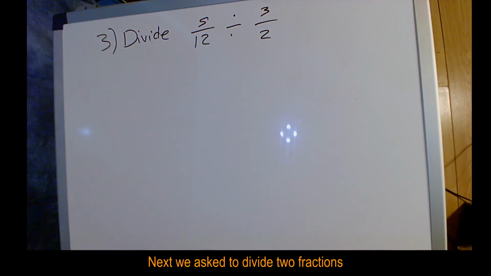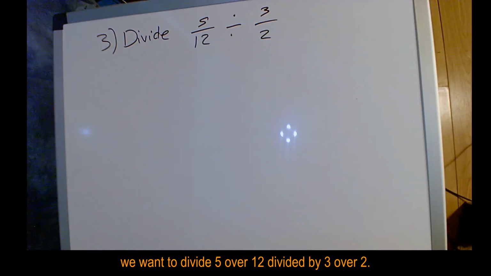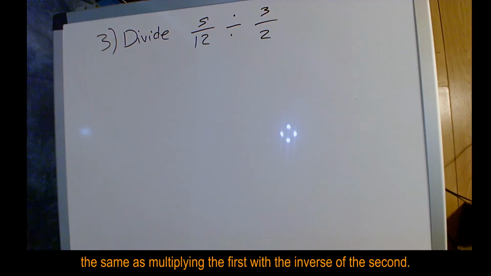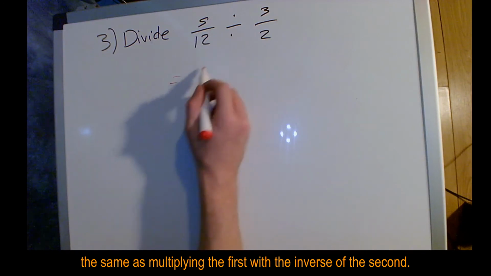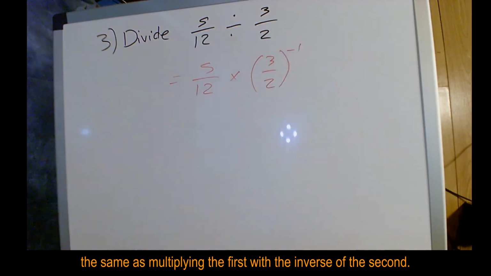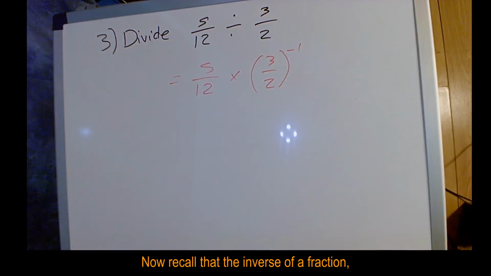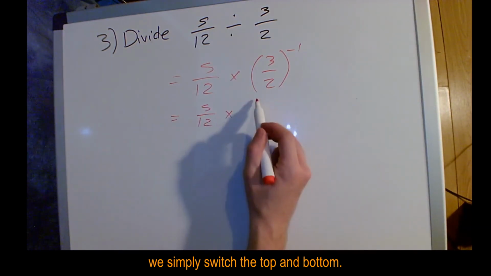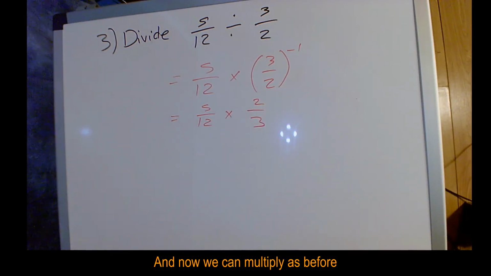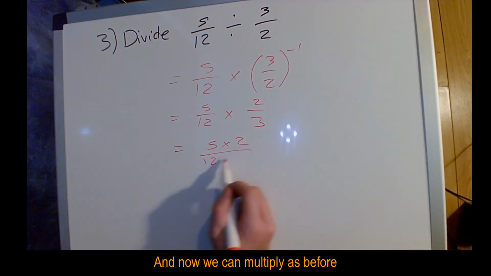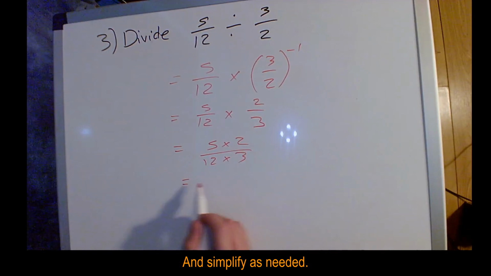Next, we are asked to divide two fractions. We want to divide 5 over 12 divided by 3 over 2. Dividing fractions is the same as multiplying the first with the inverse of the second. Now recall that the inverse of a fraction, we simply switch the top and bottom. And now we can multiply as before and simplify as needed.